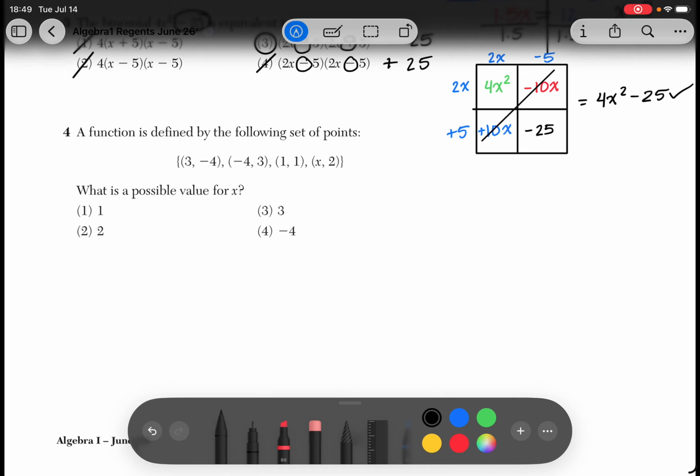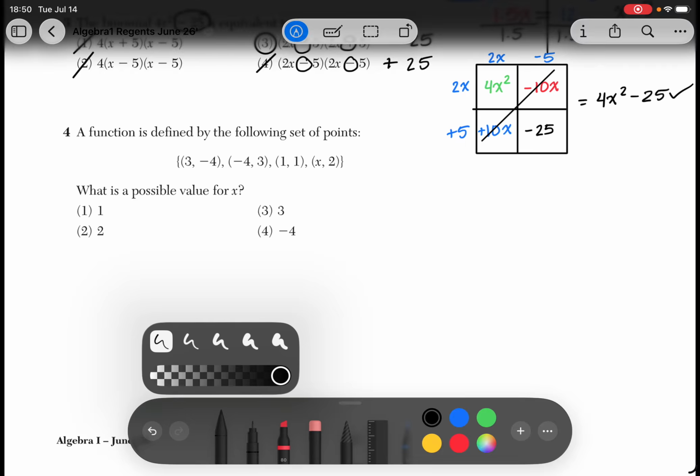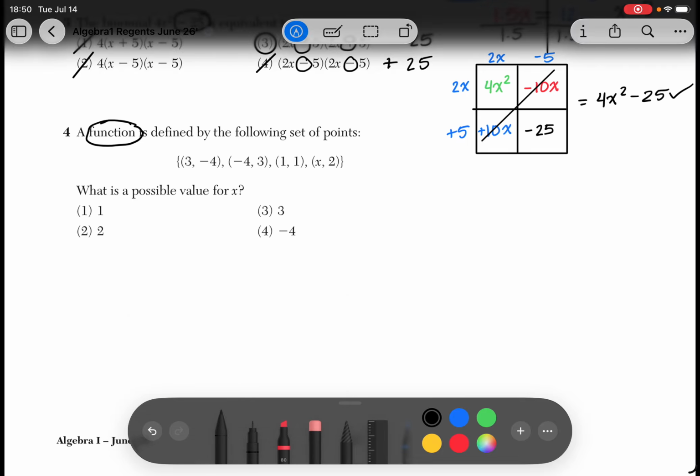For question 4, we want a function that is defined by the following set of points. What is a possible value for x? So we have (3, negative 4), (negative 4, 3), (1, 1), and (x, 2). When we talk about functions, we never want our domain, or our x values, to repeat. So domain does not repeat. One output for every input.